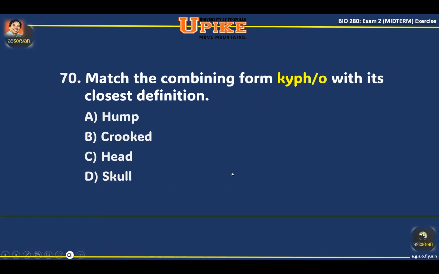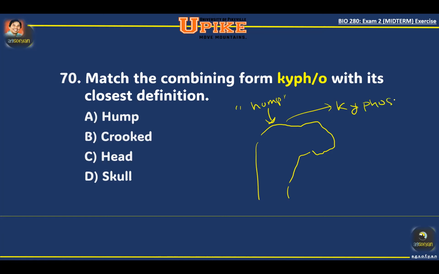Kypho. What is kypho? Maybe you have seen the movie Beauty and the Beast. The beast looks like this. It has a hump on it. It's called kypho. An abnormality of the bone with a hump is called kyphosis. So this is the Beast in Beauty and the Beast, this is the hump.